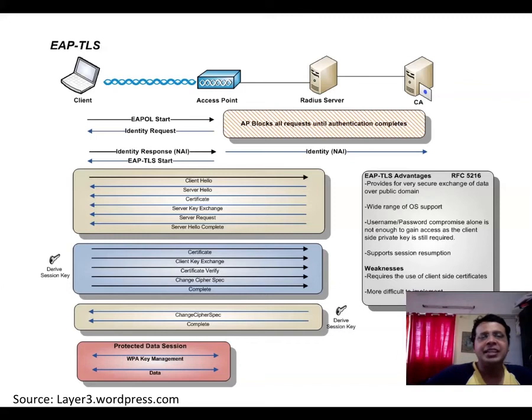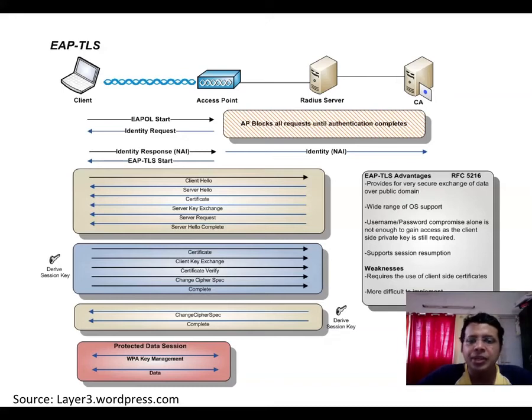Now, in a typical EAP-TLS, what happens is, please note that all of these images, the source is layer3.wordpress.com. I haven't created them, just found them with Google image search. So all credit goes to the blog, which you can even visit.